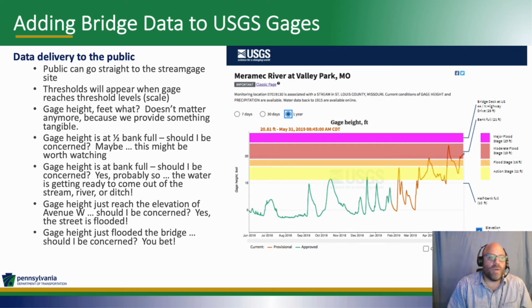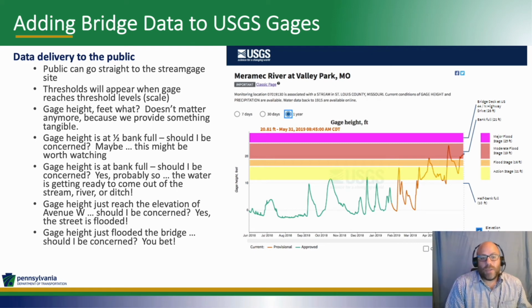Here are some examples of how the data can be used by the public in emergency management. So the graphic in front of you shows that the gauge height is at half bank full threshold. Something you may want to ask yourself is, should I be concerned? Well, maybe. The channel is half full. This might be something you want to continue to watch or monitor. Another example, another threshold, gauge height is at bank full. Should the public be concerned? Yeah, probably so. The water is getting ready to come out of the stream, the river, the ditch, the swale.